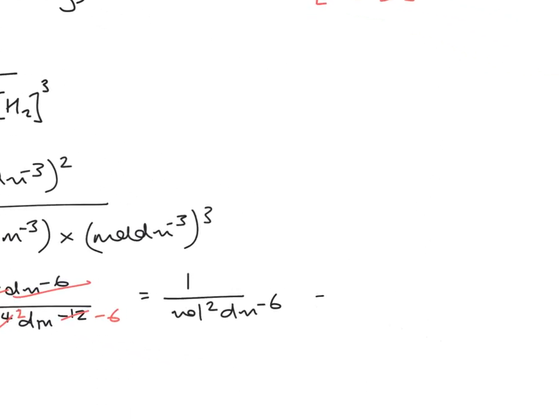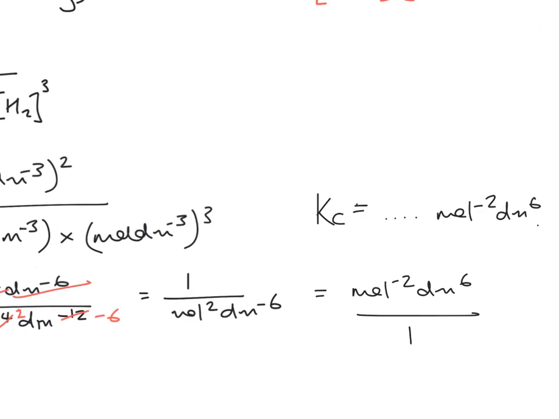And this basically can rewrite itself as mole minus 2 dm 6, because basically what we've done here is inverted this equation, bring these to the top so their signage changes, minus 6 to 6, etc. And so you could really think of this as reading exactly the same as putting a 1 on the bottom. But we would then say the units of this Kc are whatever the value of Kc is, mole minus 2 dm 6 on our answer line.